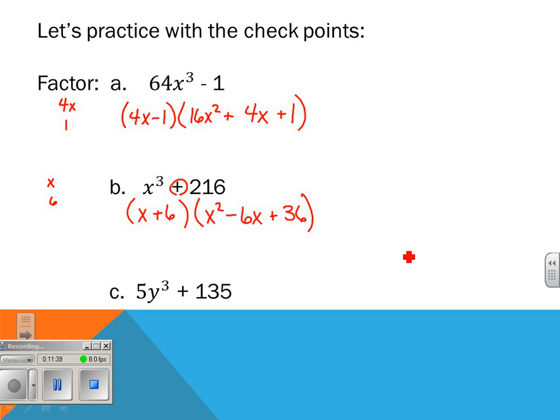Now look at C. All right, C doesn't start out real pretty because 5y cubed isn't a perfect cube and 135 isn't a perfect cube. But if you were to begin factoring something that looked like this, you should notice that you can pull a 5 out of both those numbers. So let's start there.